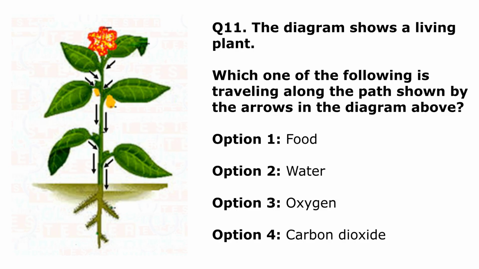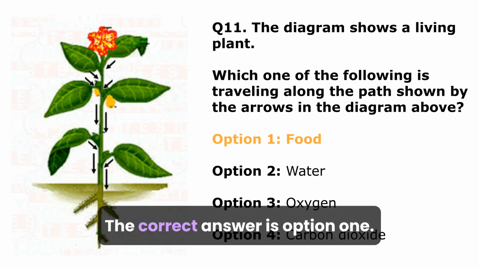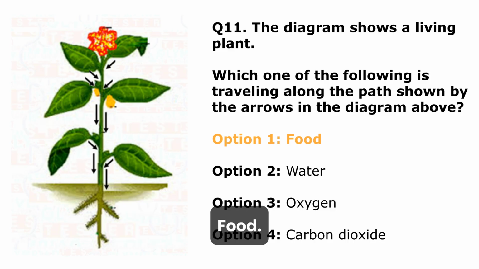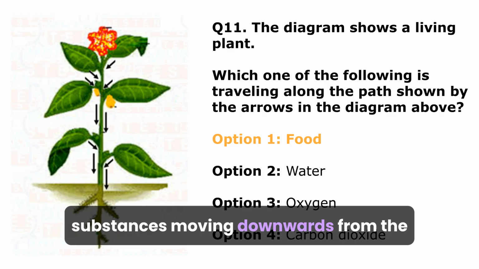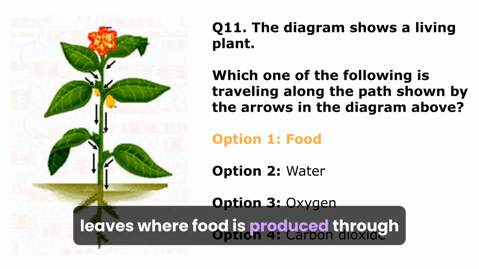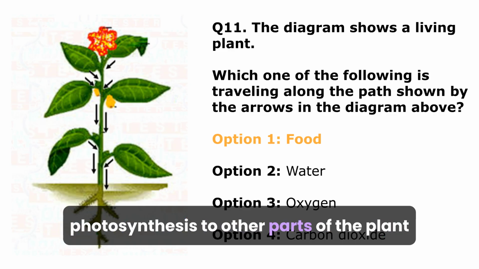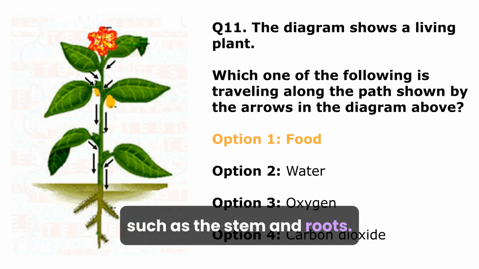Which one of the following is traveling along the path shown by the arrows in the diagram above? The correct answer is option 1, food. The arrows in the diagram show substances moving downwards from the leaves, where food is produced through photosynthesis, to other parts of the plant, such as the stem and roots.